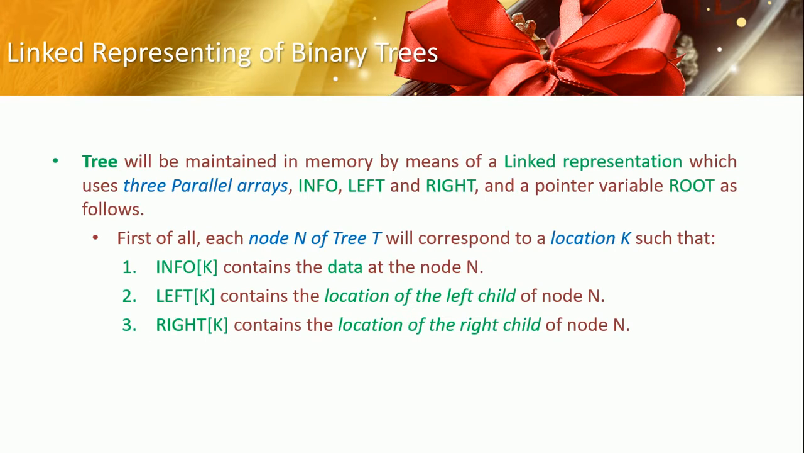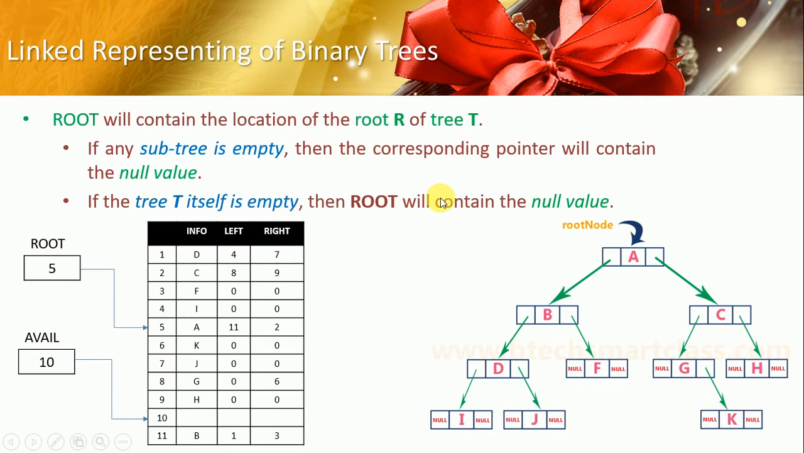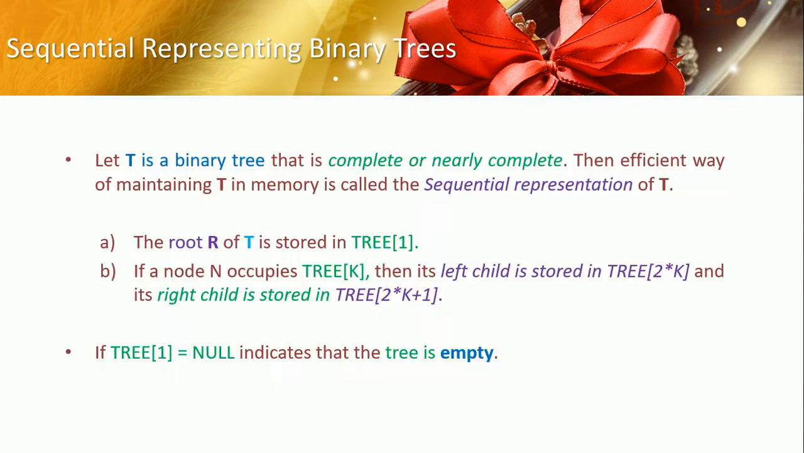This is the linked representation of a binary tree, for which we require three linear arrays: Info, Left, and Right. Info contains the data of the node, Left contains the address of the left child, and Right contains the address of the right child. This one is the node which contains three arrays. The info contains the data. The root node at location 5 contains A, the left array contains the address of the left child, and the right array contains the address of the right child. The left will contain 11 as the left child address, the right will contain 2 as the right child address, and so on. We discussed this in the previous lecture.